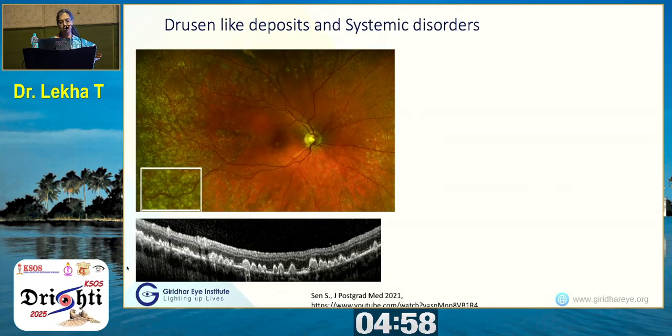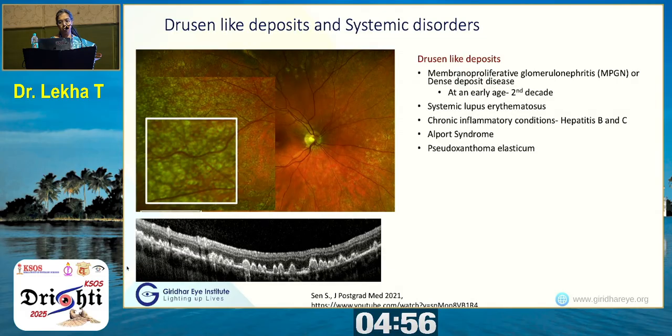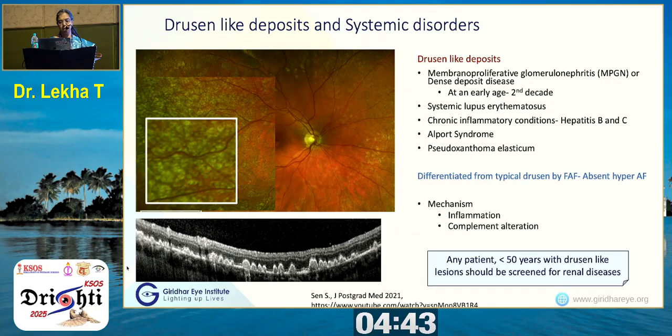Again, when you see extensive drusen-like deposits, we should also look into the systemic status because they can be associated with renal problems, SLE, chronic inflammations, etc. And one point to differentiate it, they may not show hyperautofluorescence on FAF imaging. And any patient less than 50 years with significant drusen, please evaluate their renal status.